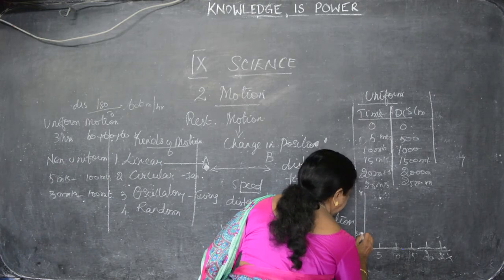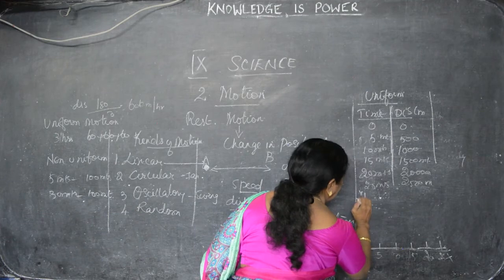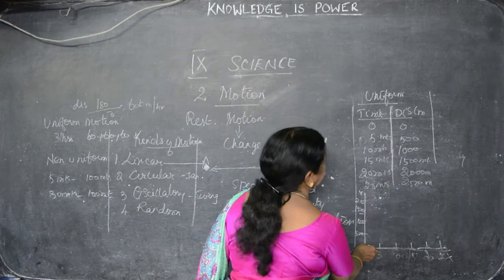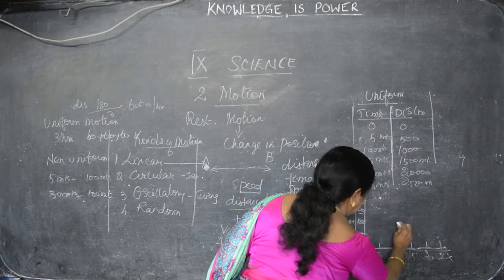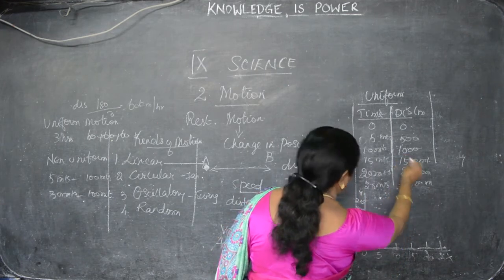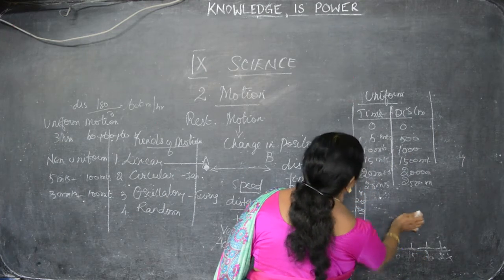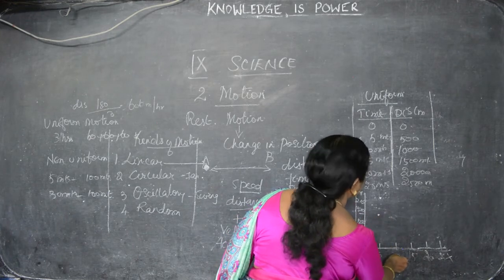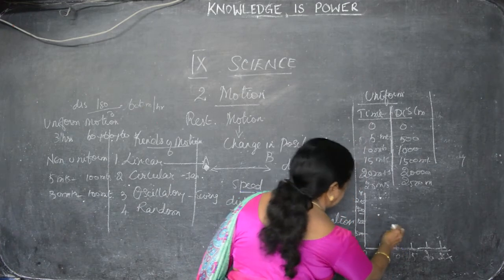500, 1000, 1500, 2000, 2500. At first it is 0 only. In the first 5 minutes, what is there? 500. So you have to see where is 500. In 10 minutes, that is 1000. Where are 1500 and 1000? Here.